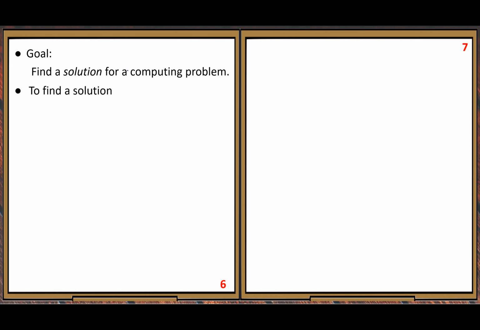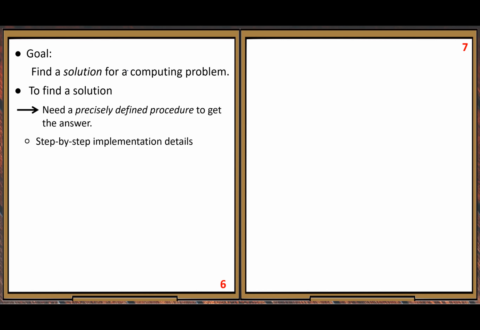All right, so then to find a solution, we need a precisely defined procedure to get the answer, step by step. You need to know all the details to find your solution. First you have a general idea, then you need to fix all the details before you can write a program. Step-by-step implementation details.